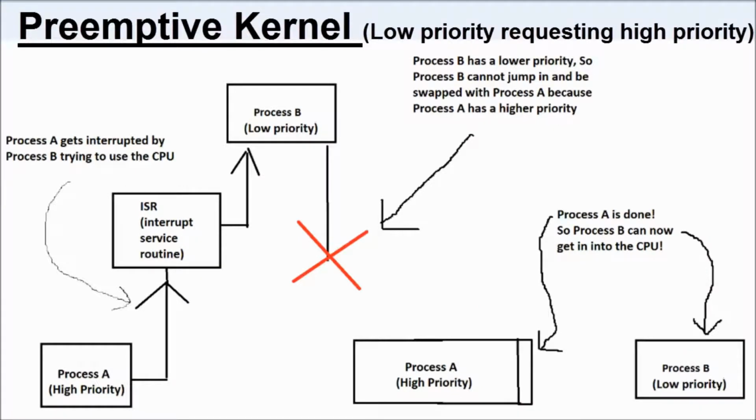We are still in a preemptive kernel, and we're going to switch things around. Let's say process A, which you can see right here, has a high priority, and then again process A gets interrupted by process B trying to use the CPU. The ISR notices that process B has a low priority, so process B cannot jump in and be swapped because process A has a higher priority. So as you can see, it gets stopped right there. Process A continues doing its own thing. Once process A is done, that's when process B can now get into the CPU. This only happens in preemptive kernels.